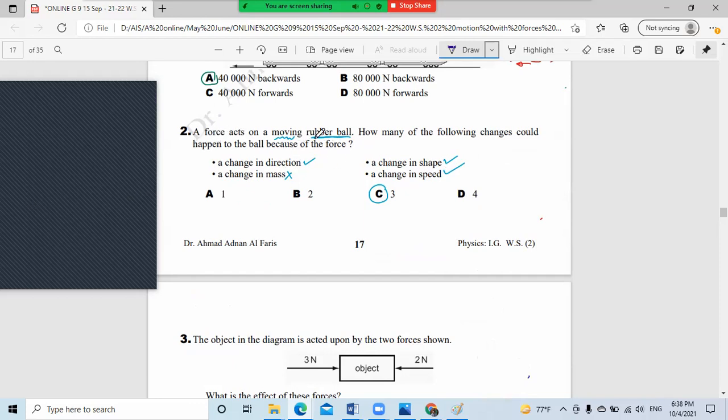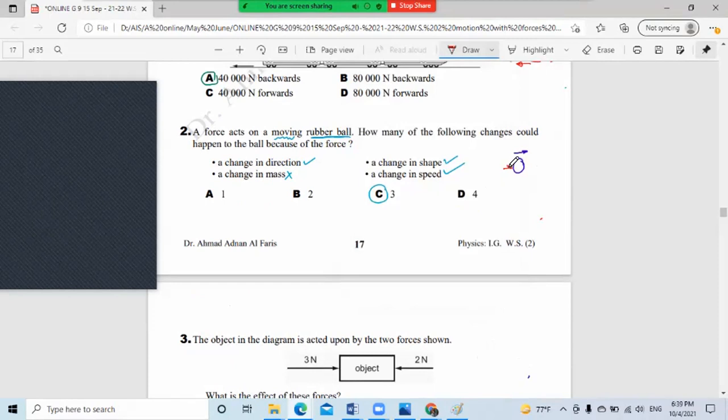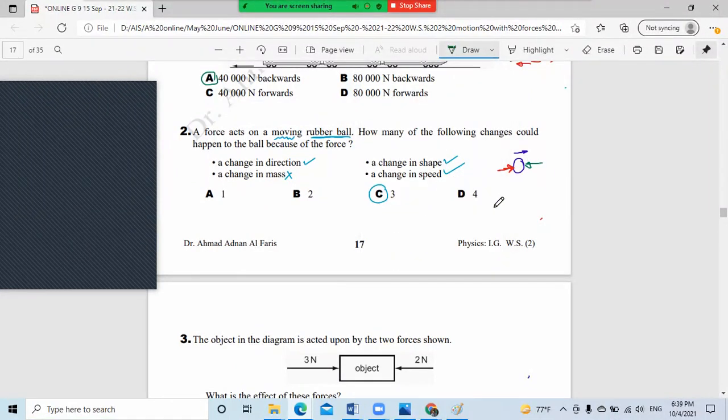So when there is a force on a rubber ball, it can increase its speed in the same direction or reduce the speed in the opposite direction. For example, if the rubber ball was moving in this direction, and I make a force in the same direction, that means I kick it in this direction, that means I'll speed it up. But if I make a force in the opposite direction, that means I'll slow it down.